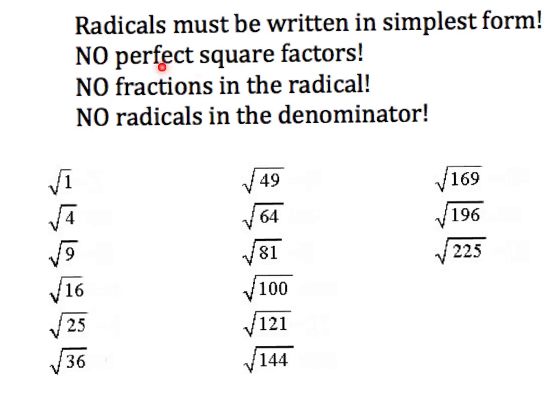So first of all, you cannot have any perfect square factors. So remember, perfect squares are numbers like 1, 4, 9, 16, 25, 36, so on and so forth. So no factors that are perfect squares can be left in your answer.